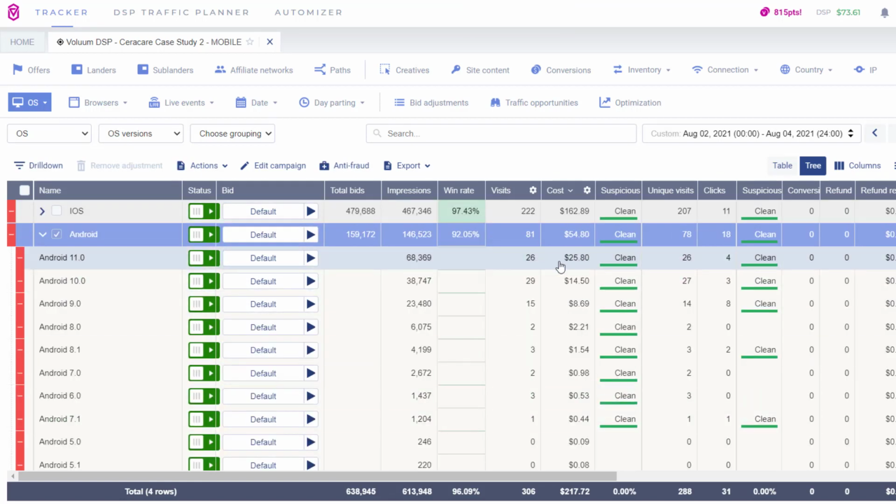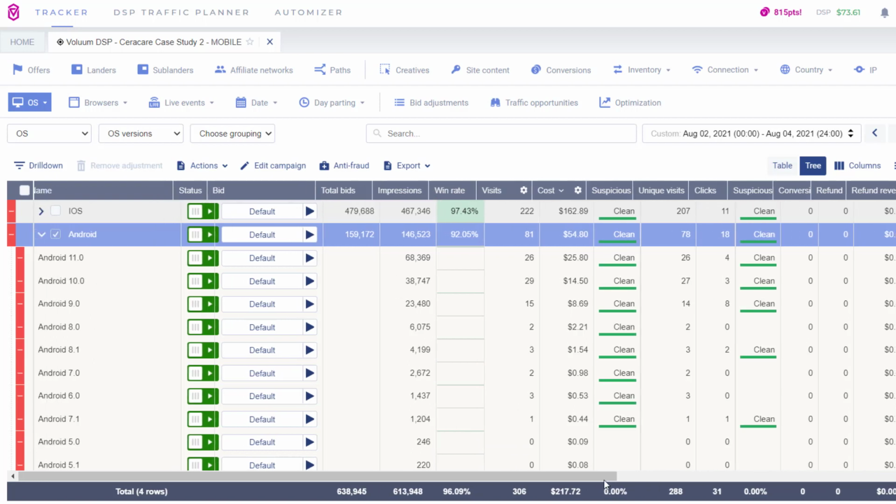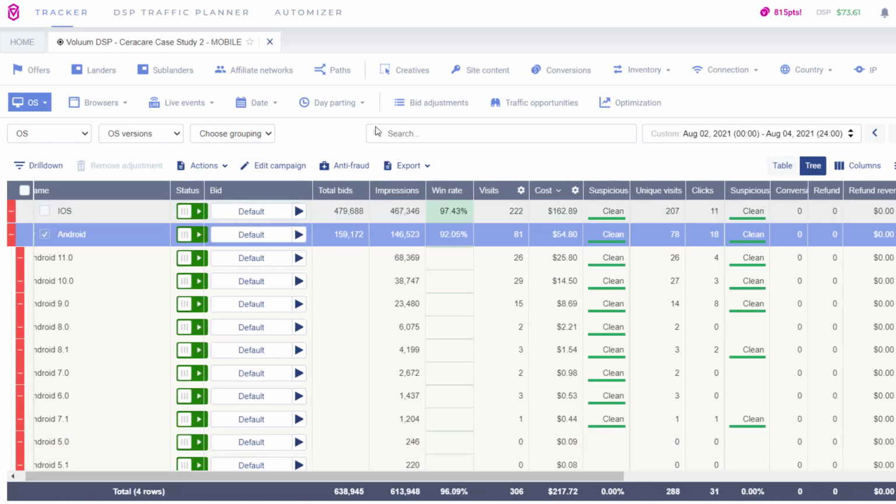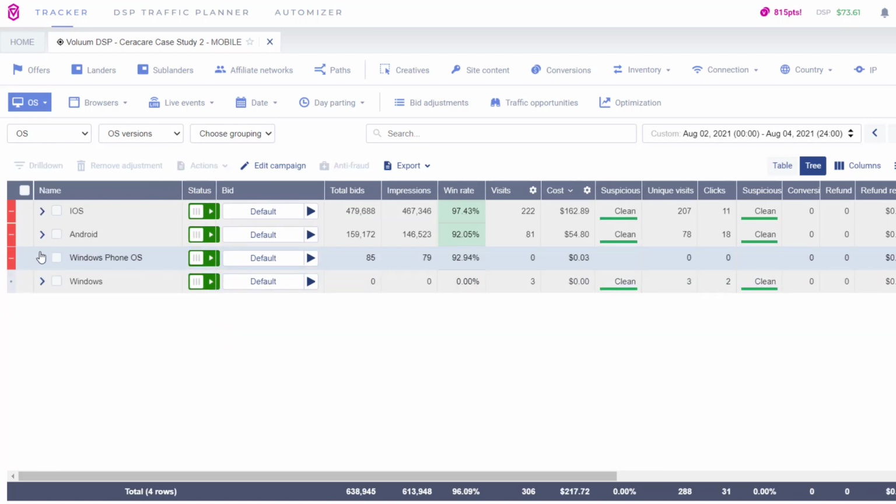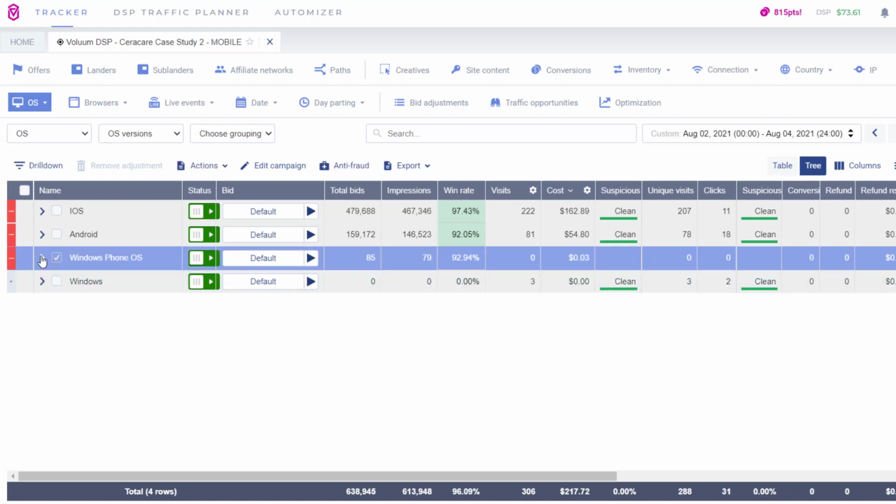And then we can go check out Android. So $25 on Android 11, 24 or 26 visits, 4 clicks to the offer. Not a good click-through rate, but better than what we saw with the iOS. And like I said, there's just not enough spend to make any decisions on here. And then the Windows OS phone, we only have 79 impressions and 0 clicks, so there's not enough data for that either.